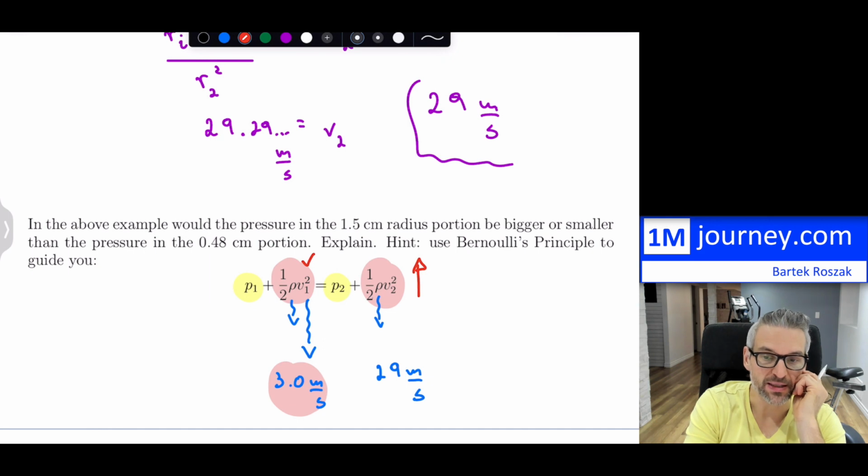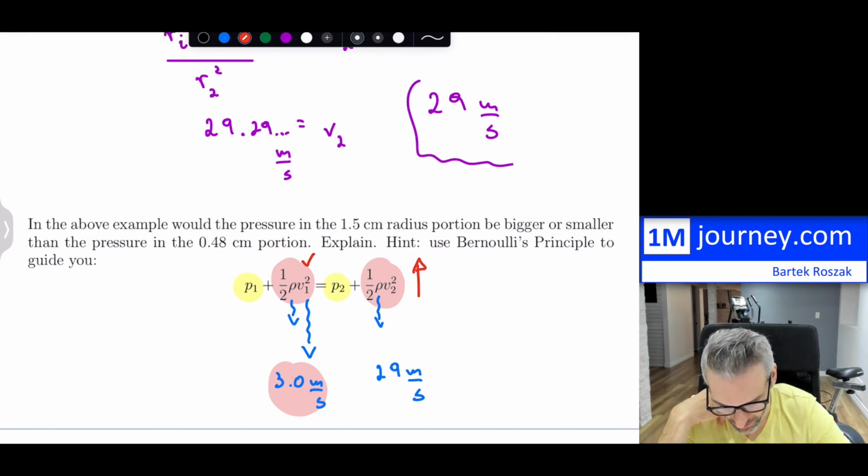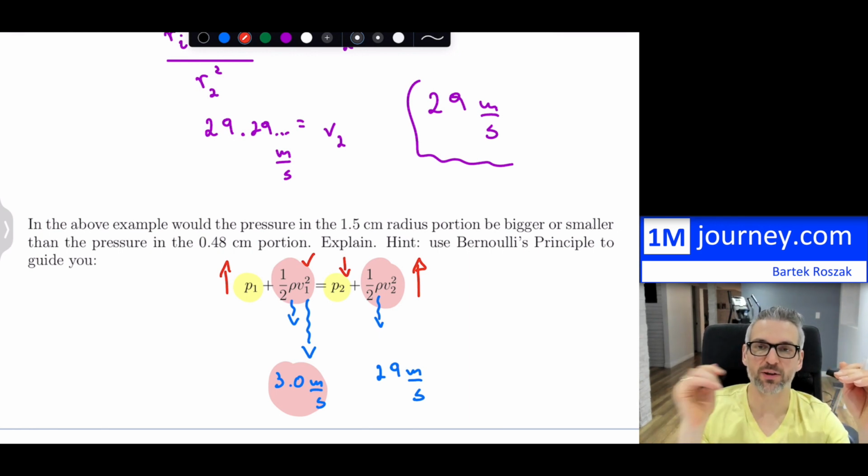So if the left-hand side equals the right-hand side, and you know that the second component is bigger than this one, then the only thing that must change is the pressures. That means pressure P1 must be much higher than pressure P2. So the pressure in the second narrowed one drops, while the pressure in the first one will increase, in order to keep these constant.